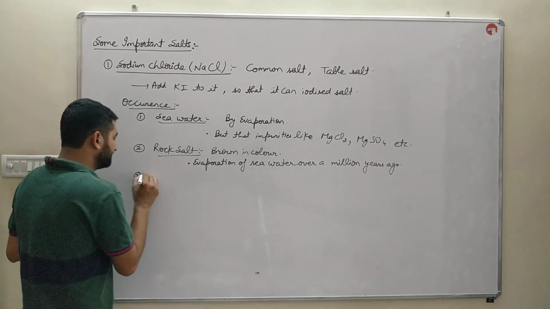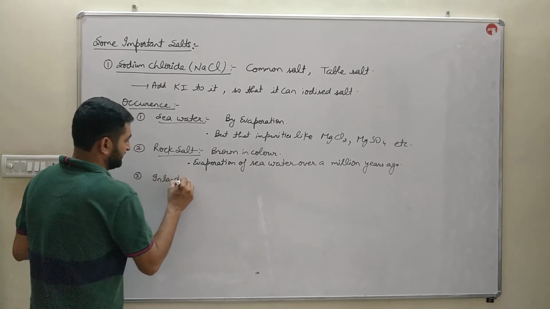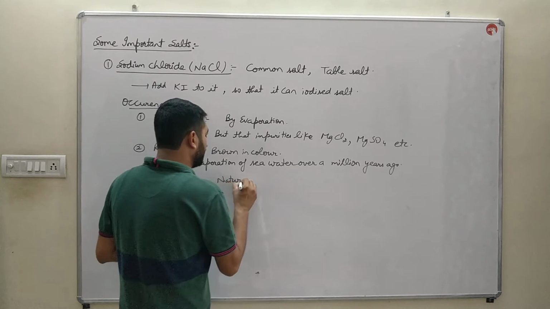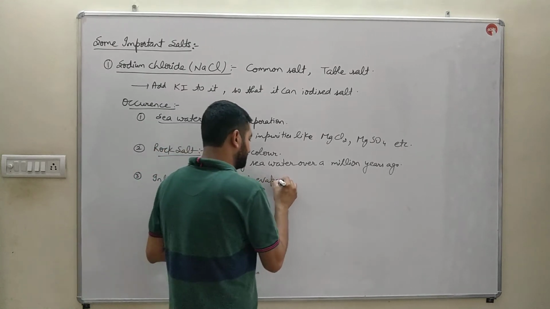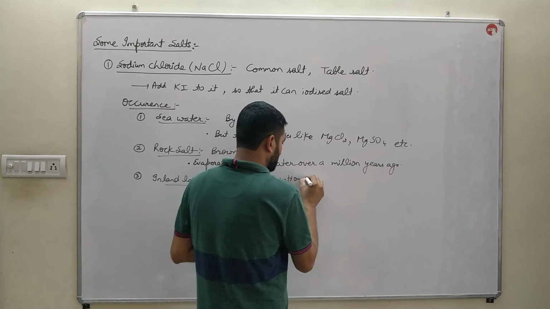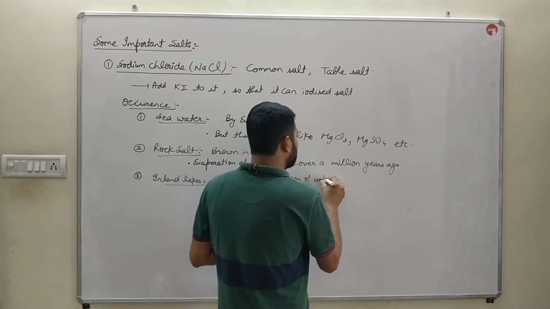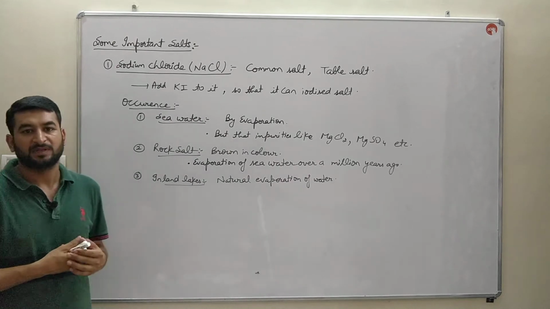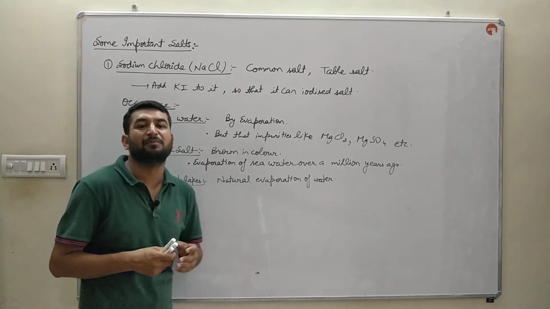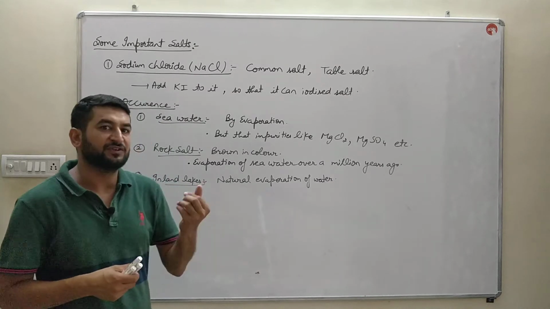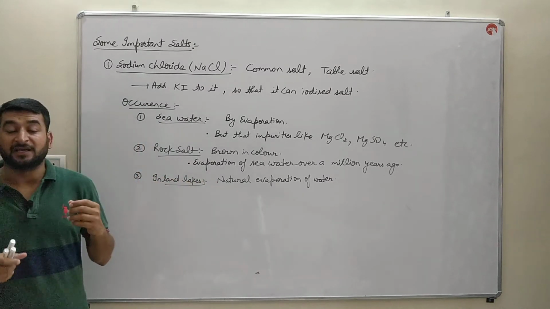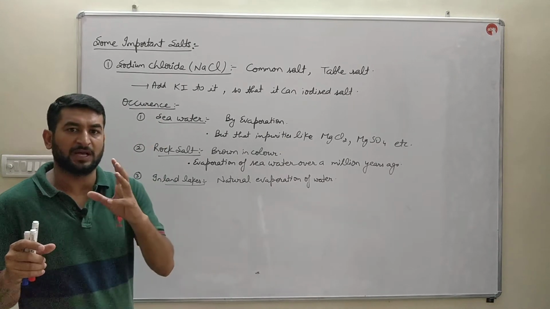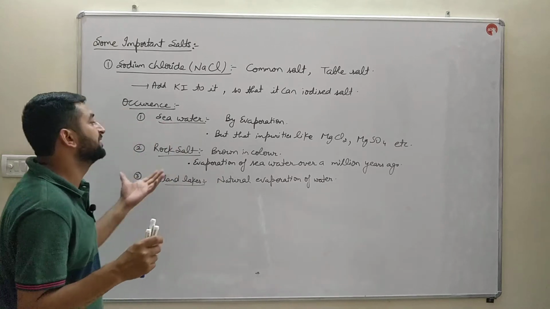The third one is inland lakes. Due to natural evaporation of water, inland lakes of salts are formed. The example of those inland lakes is Sambhar Lake of Rajasthan, which gives us that salt. Next, it is also present in the USA. So those lakes contain an appropriate amount of salt, that is sodium chloride.